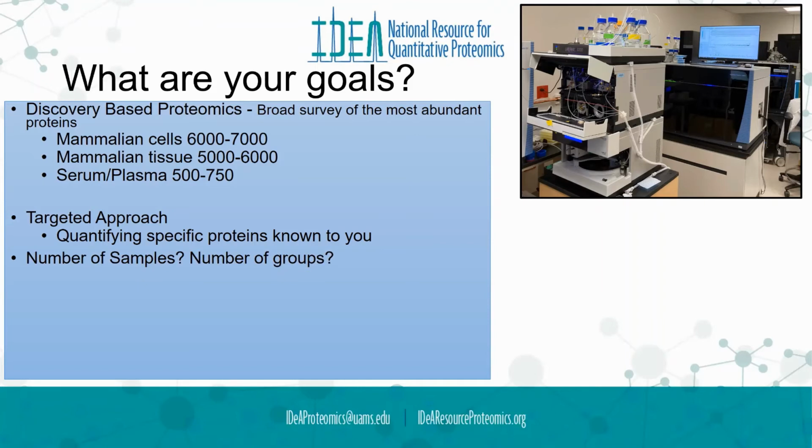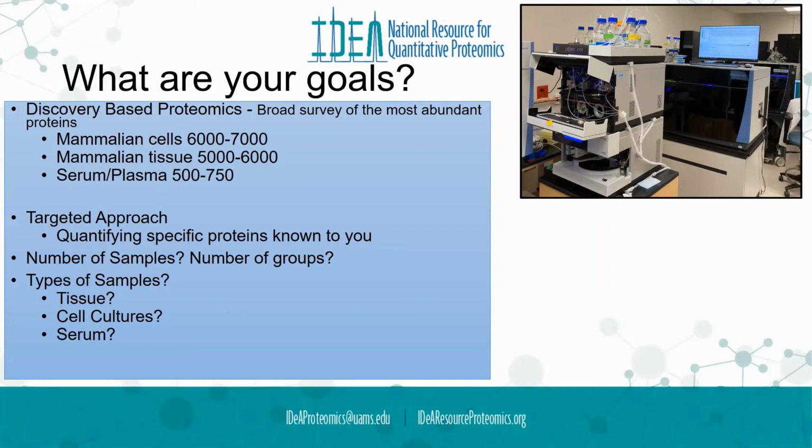Questions that you need to be thinking about before you contact the core is the number of samples that you want to run and the number of different types of groups. Are you going to have gender differences or batch differences? Are you going to have a control group and different treatment groups? How do you want to compare these? This is all important to know up front before we do the data analysis.